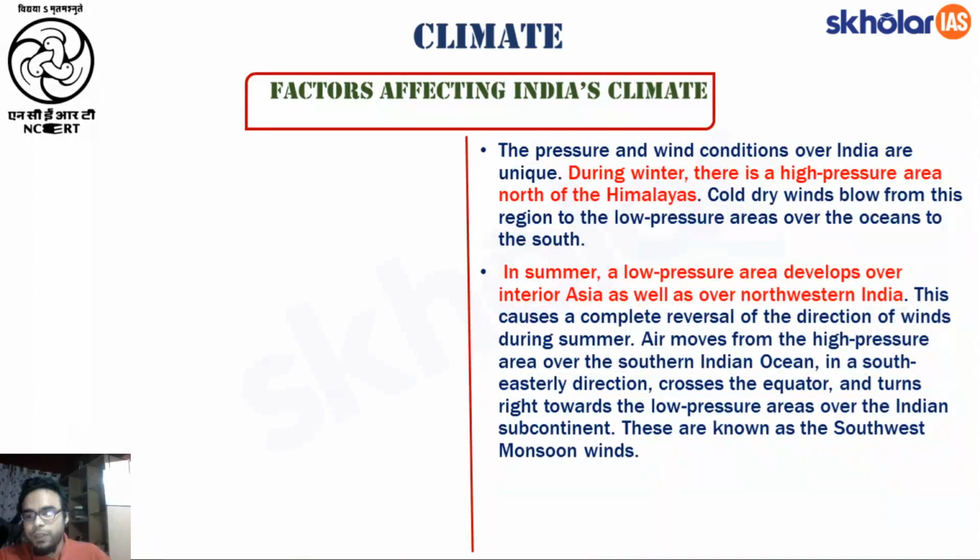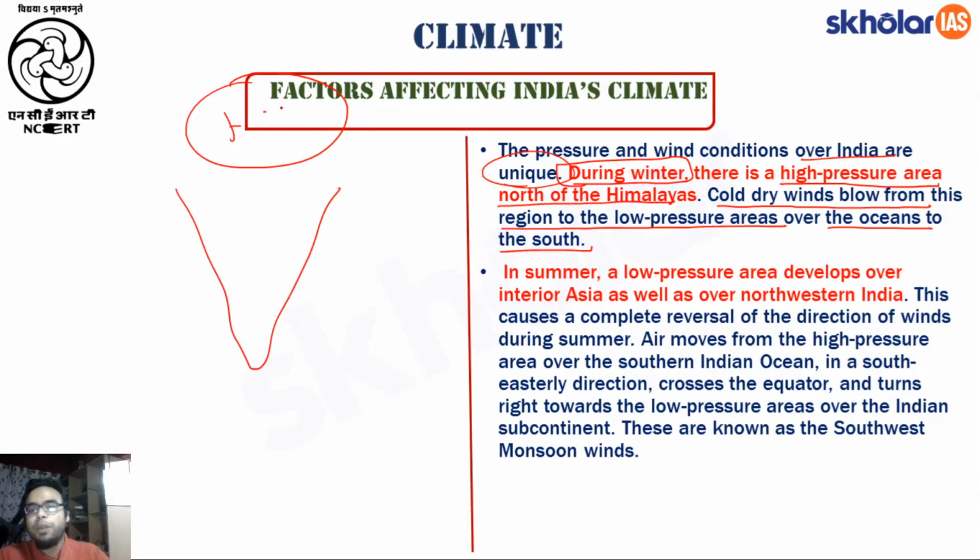Then what do we have? The next point is that the pressure and the wind conditions over India are very unique. They keep on changing. Now during the winter time, what happens? There is a high pressure area north of the Himalayas, and cold dry winds will blow from this region to the low pressure areas over the oceans and to the south, right? So during the winter times, to the north of the Himalayas, high pressure starts to develop, and from this high pressure the cold wind starts to blow towards the oceans as well as towards the Indian subcontinent, right?